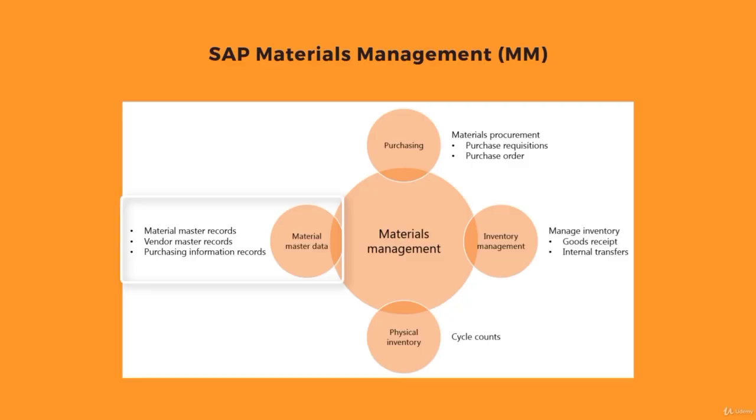Lastly, we'll take a look at master data in materials management. First are material master records. They include as many fields about a specific material. Next are vendor master records, which have all the physical and financial information pertaining to a vendor. Finally, we've got purchasing information records, which is basically the marriage between material information and vendor information.